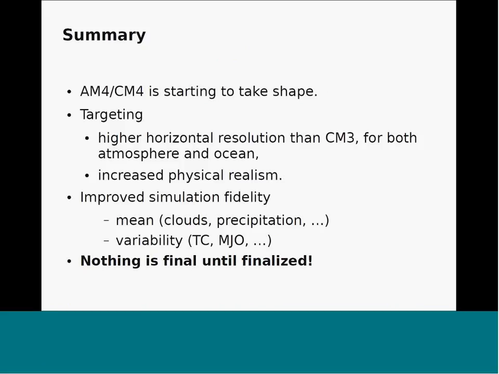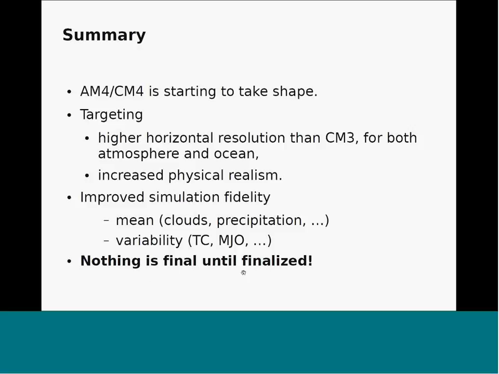So to summarize, AM4 and CM4 is starting to take shape. We are targeting a higher resolution compared to CM3 for both the atmosphere and the ocean. And at the same time, we are trying to increase the physical realism of the processes we are representing in the model. The goal is to improve the simulation fidelity, both in terms of mean, clouds, precipitation, ITCZ, and so on, and variability such as tropical cyclone and MJO.